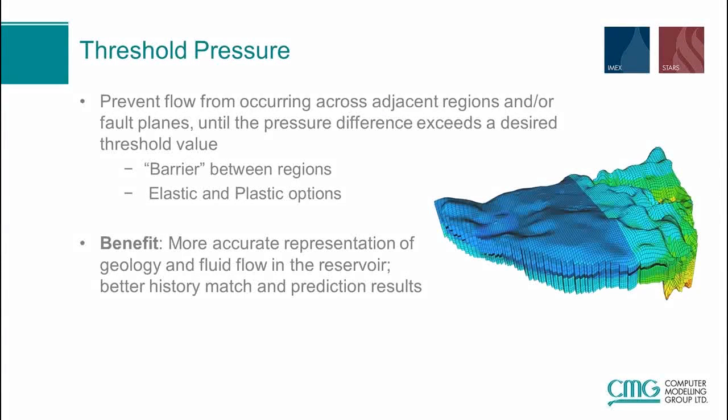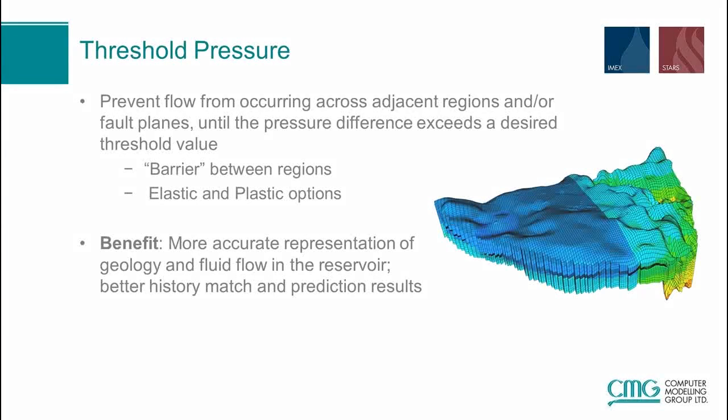Now, previously, if you had multiple initialization regions that were defined in a model, then they would be in communication starting at initialization of the model, right off the bat, even if they have different fluids. Now, with this new option of threshold pressure, which is available in IMEX and STARS, you can control this communication by setting a pressure differential threshold that needs to be overcome prior to the flow occurring.